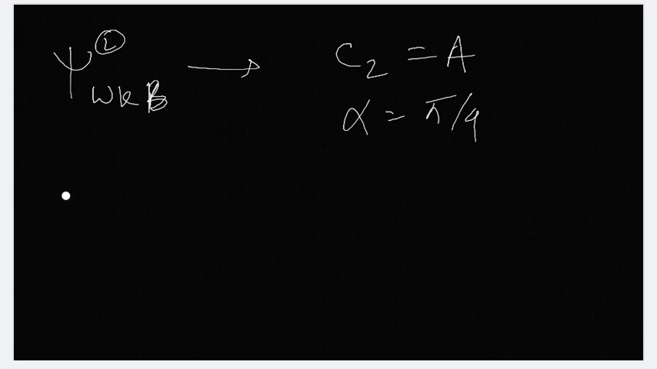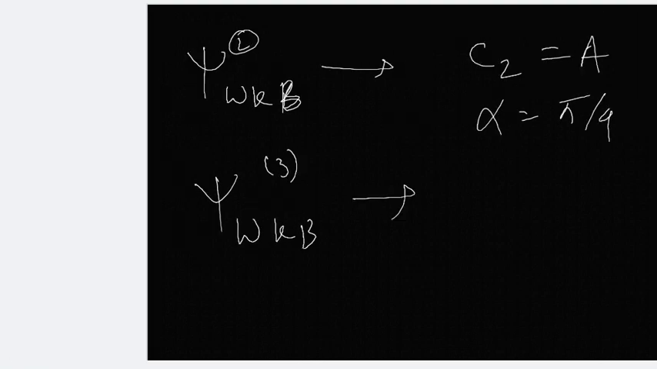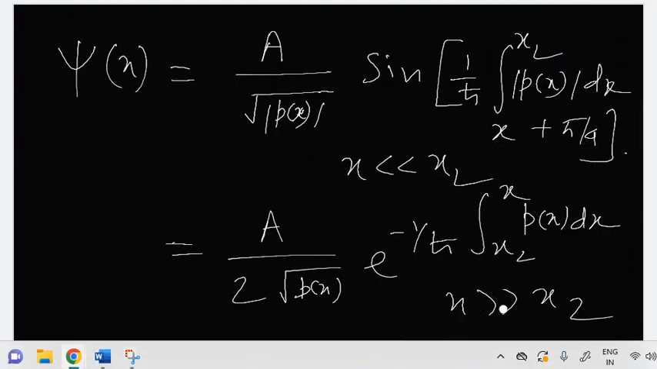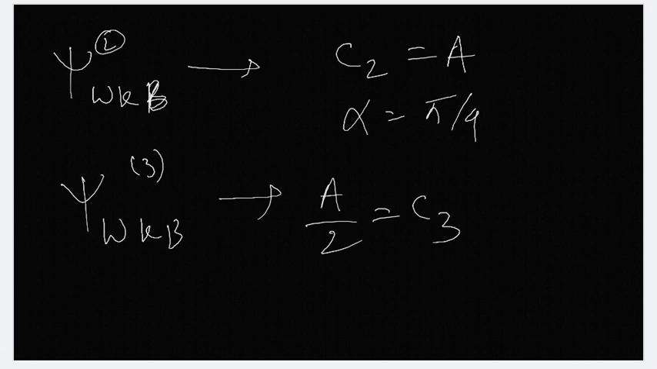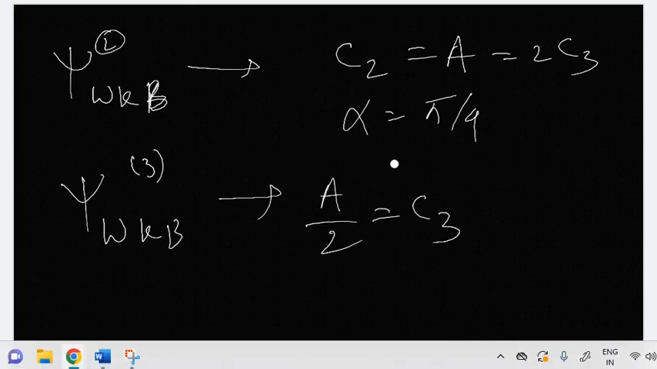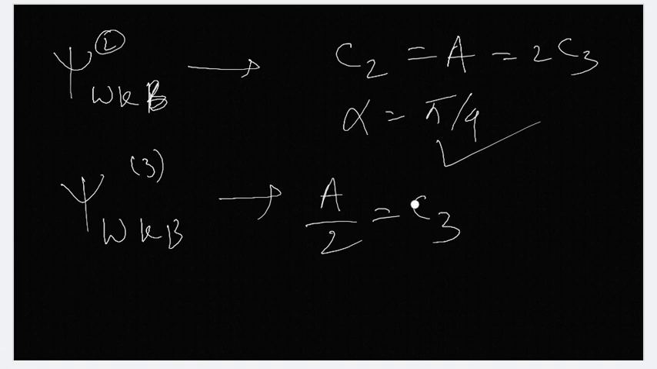And also if you compare it with psi WKB 3, which means in the region x greater than x2, you will find a by 2 equal to c3. So a equal to c2 equal to 2c3. So c2 equal to 2c3. This was the connection, and from this connection we will find the unknown constant from the WKB approximated wave function, which is alpha. Alpha is equal to pi by 4.